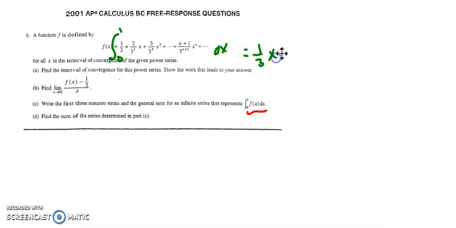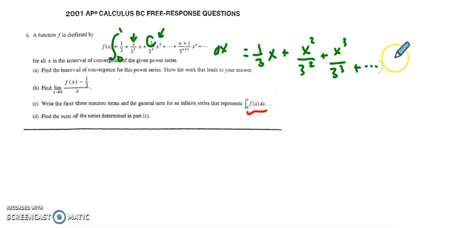I will have 1/3 x plus, and when I go up a degree in the x squared, this 2 goes away. So I'll have x squared over 3 squared. When I go up a degree in the x cubed, that 3 will go away. So I'll have x cubed over 3 cubed. And then my general term will be n plus 1 times x raised to the n plus 1 over 3 to the n plus 1. And of course, I have to divide by my new degree, which makes these cancel. And of course, then I have a dot, dot, dot.